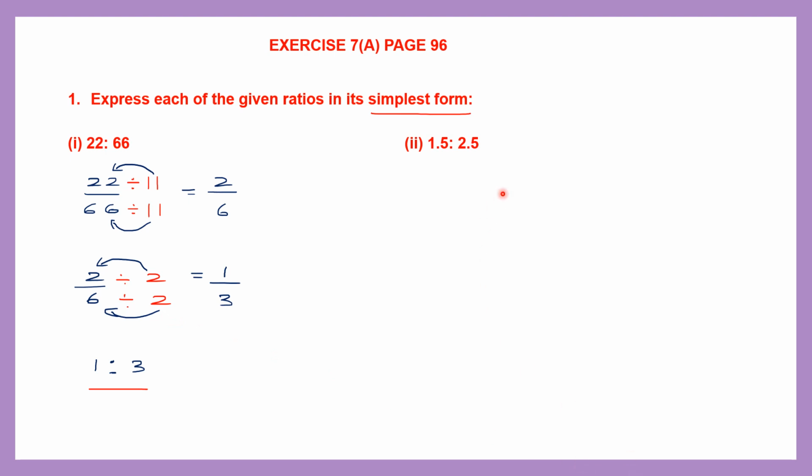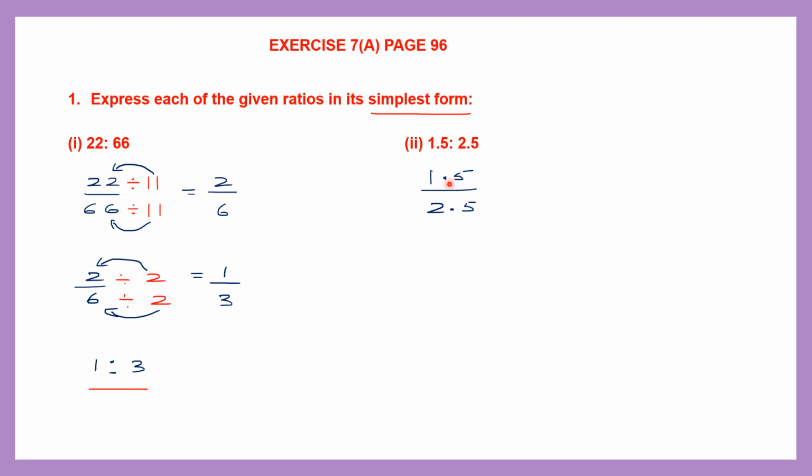Now the next one, here we have decimal numbers. 1.5 is to 2.5. So first let's put it in the fraction form. So that's 1.5 by 2.5. Now we're going to make both these whole numbers. We're going to change them from decimal numbers to whole numbers. Now, how do we make them whole numbers? The only way to make them whole numbers is if we move the point this side, isn't it? If we move it one place to the right, then it becomes 15.